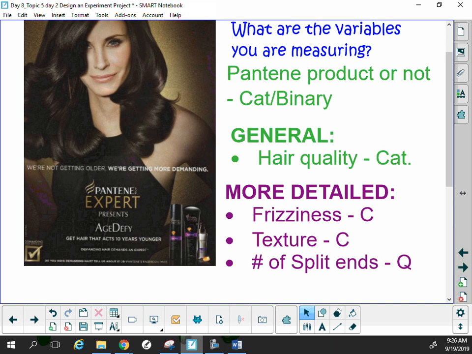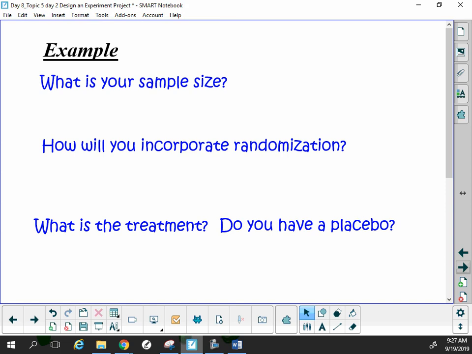Make sure that you guys find your variables. They make sense to your ad and your claim, and then you label them as either categorical, binary, or quantitative. Make sure they're measurable. All right, what is my sample size? I already told you I got 140-year-old women. Okay, so my sample size is 100. That was included in my observational unit.